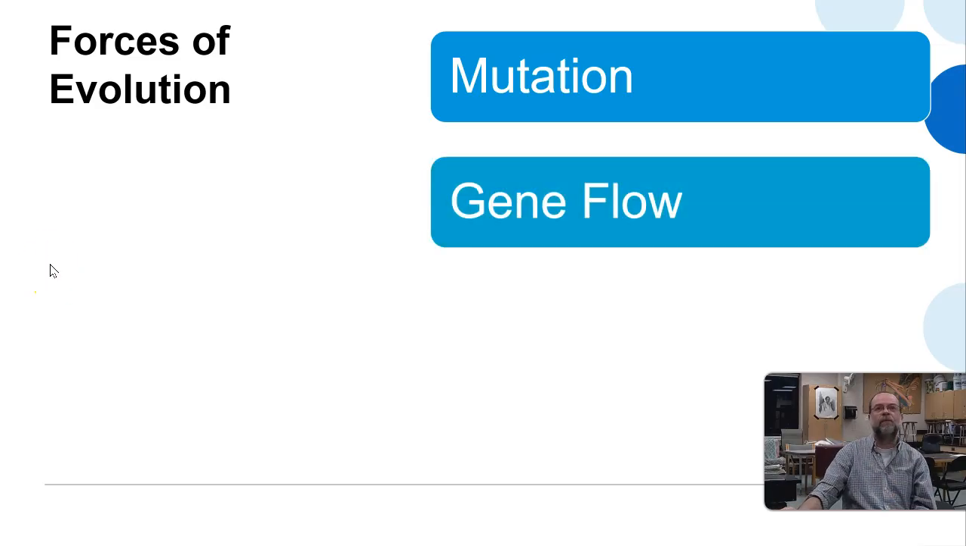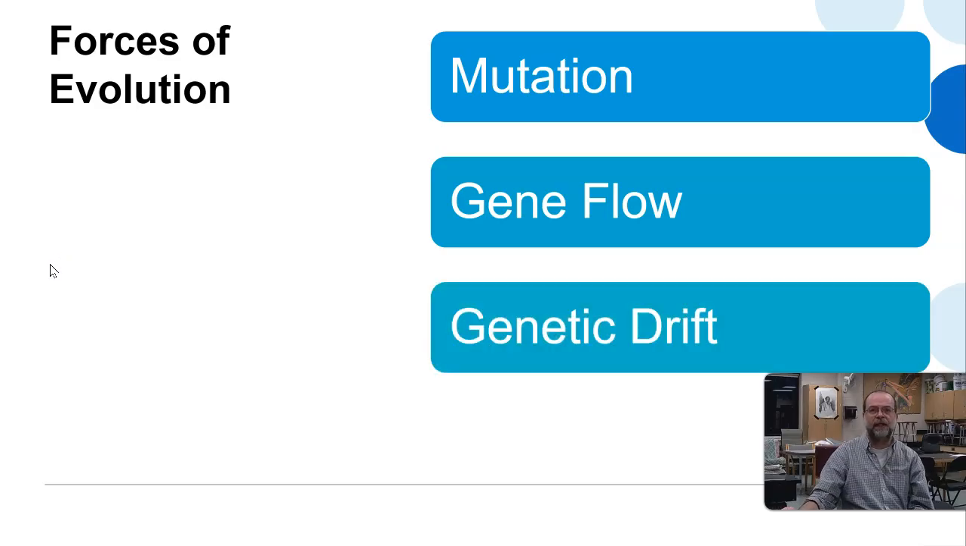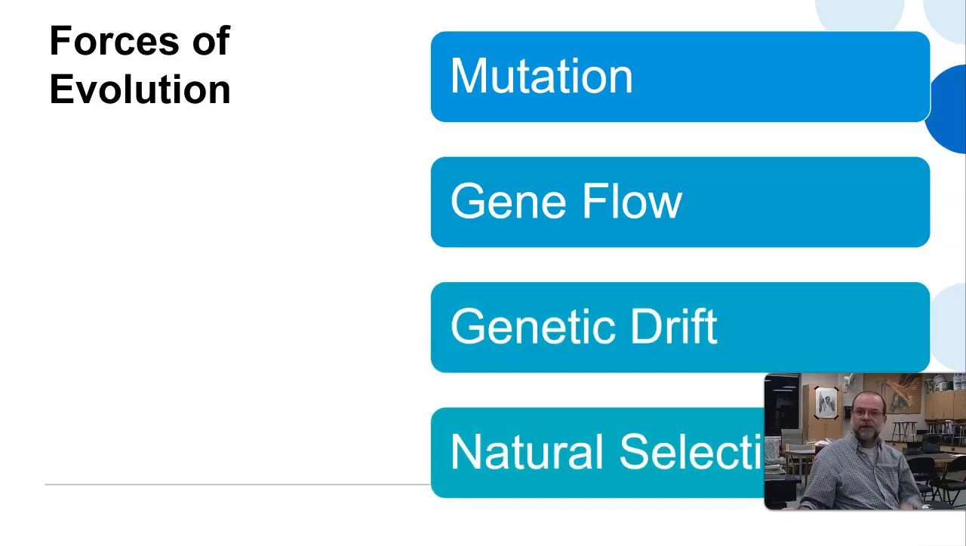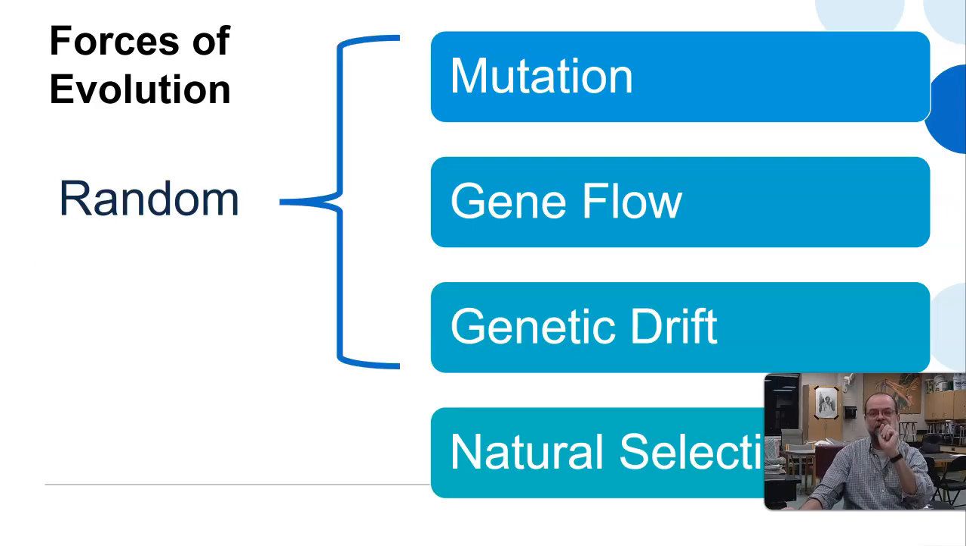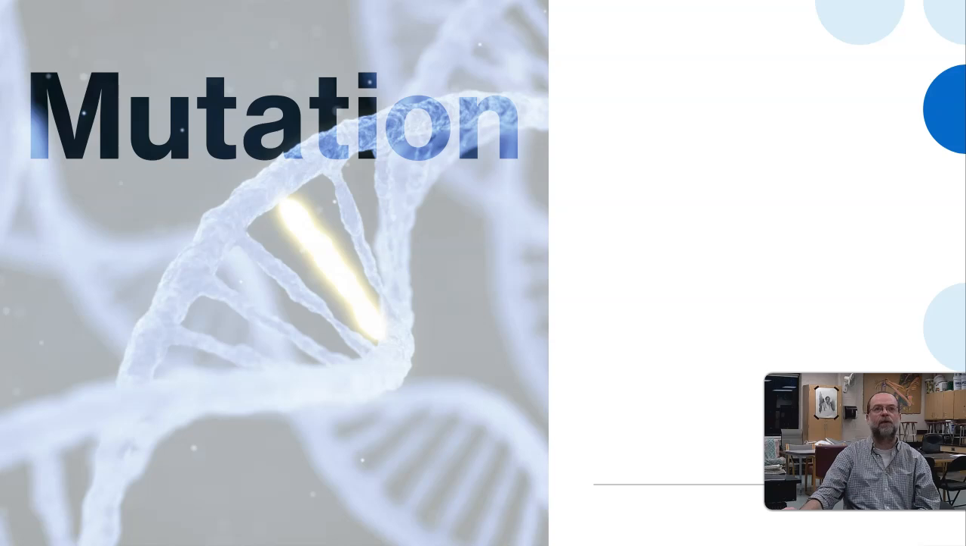We're going to take a look in a couple of moments here at gene flow and genetic drift, and natural selection was in one of the other slide decks I made. Now, it's important to note that 3 things are random: mutation, gene flow, and genetic drift. Natural selection is not random. The only random part of natural selection is the mutation component of that. Okay? But mutation, gene flow, and genetic drift are random.